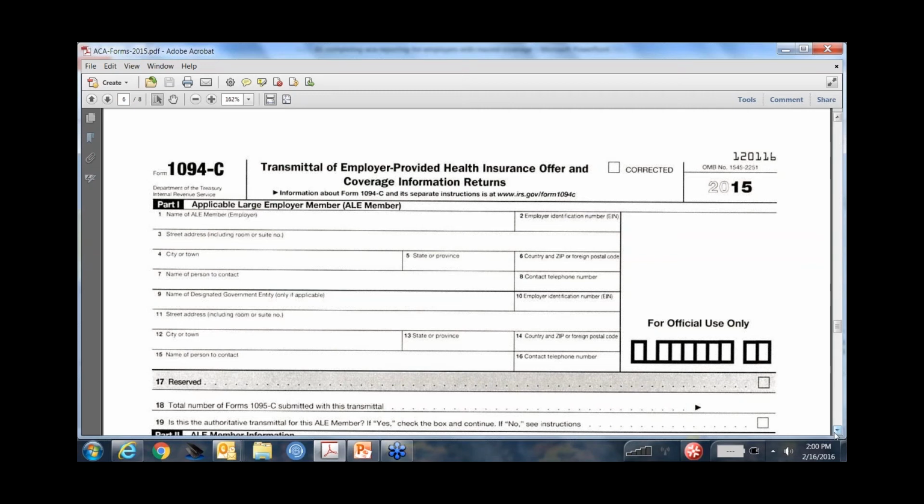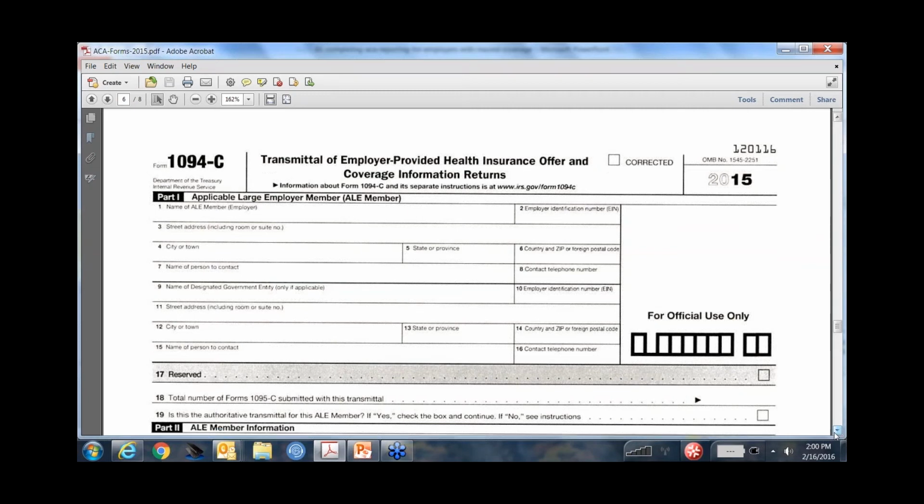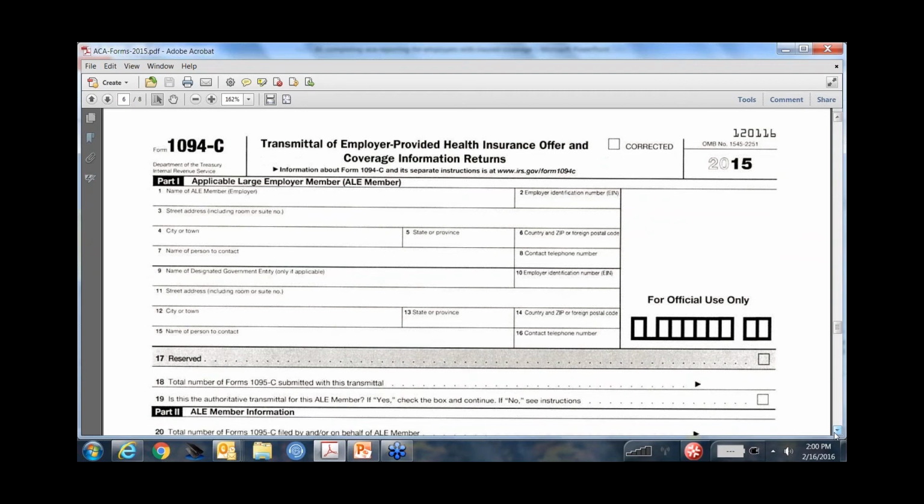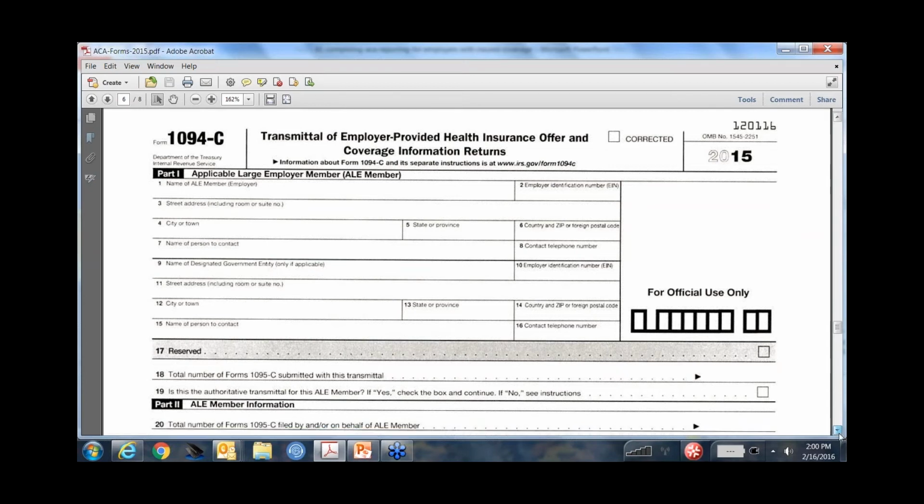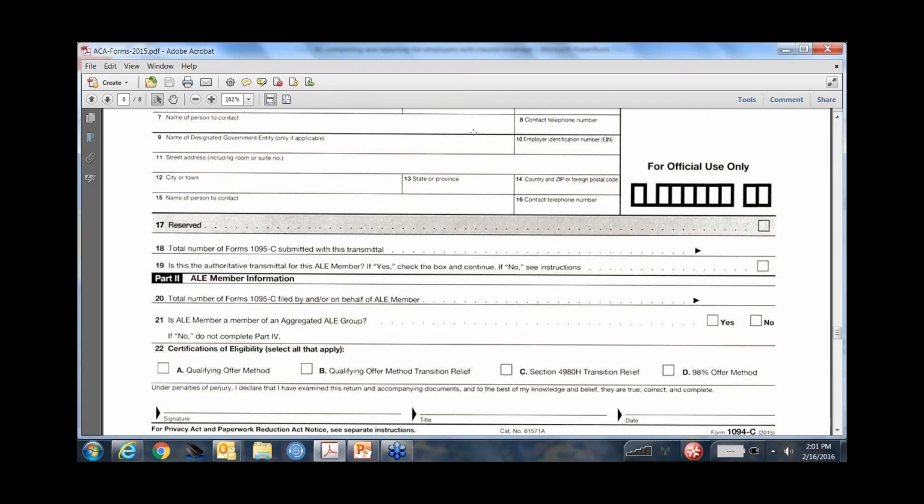Okay, line 1 through 8 would be the name of the ALE member, so each division would indicate what their name is. Lines 9 through 16, you don't complete, it doesn't apply. It only applies to governmental units. And then dropping down to line 18, you put the total number of 1095-Cs submitted with this transmittal. So if, as an individual member of the control group, you're filing 65 1095-Cs, you put 65 there.